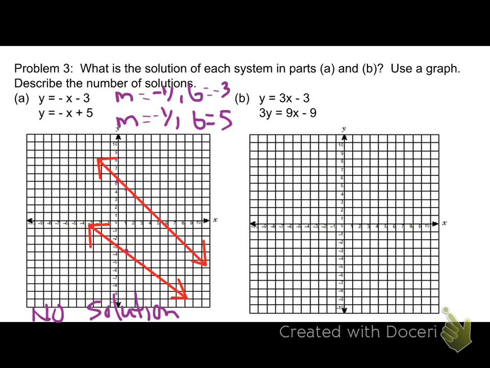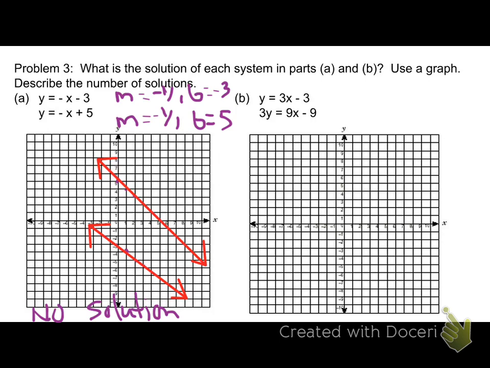Lines never cross. I thought it was infinite. No. For infinite, both the slopes and the intercepts have to be equal. This has same slopes but different intercepts. That's no solution? Right.